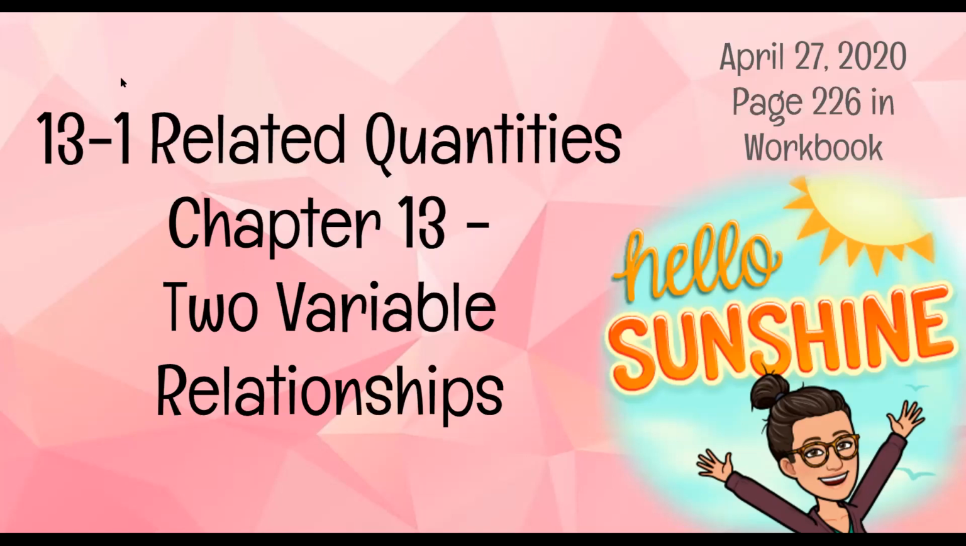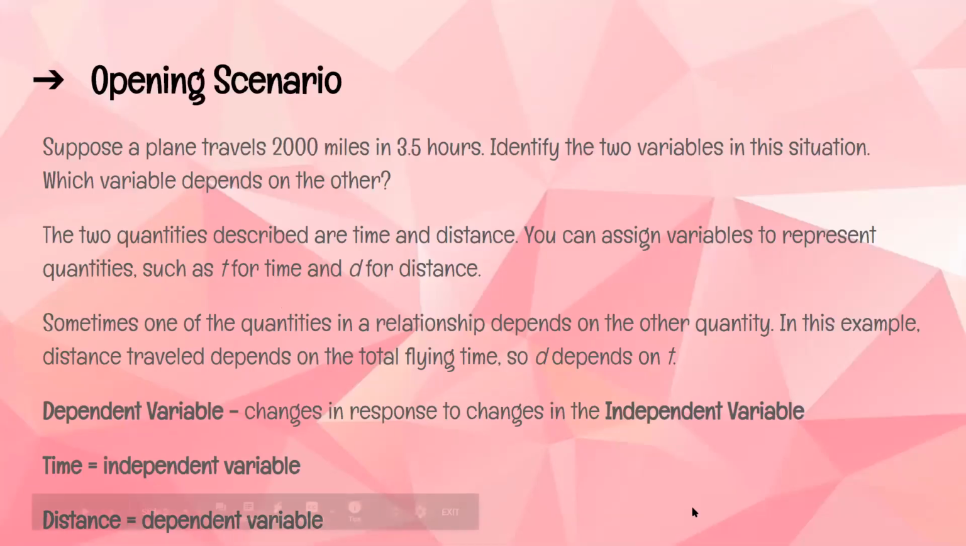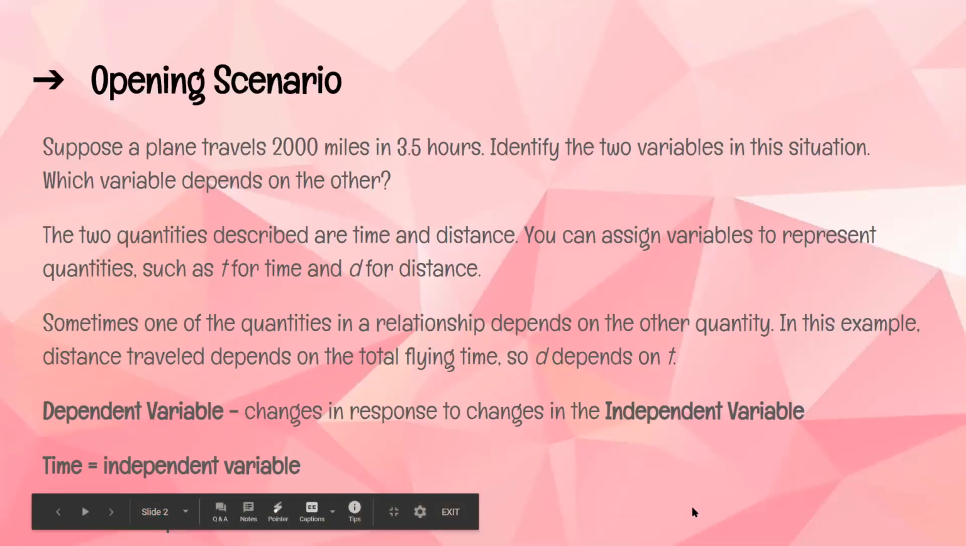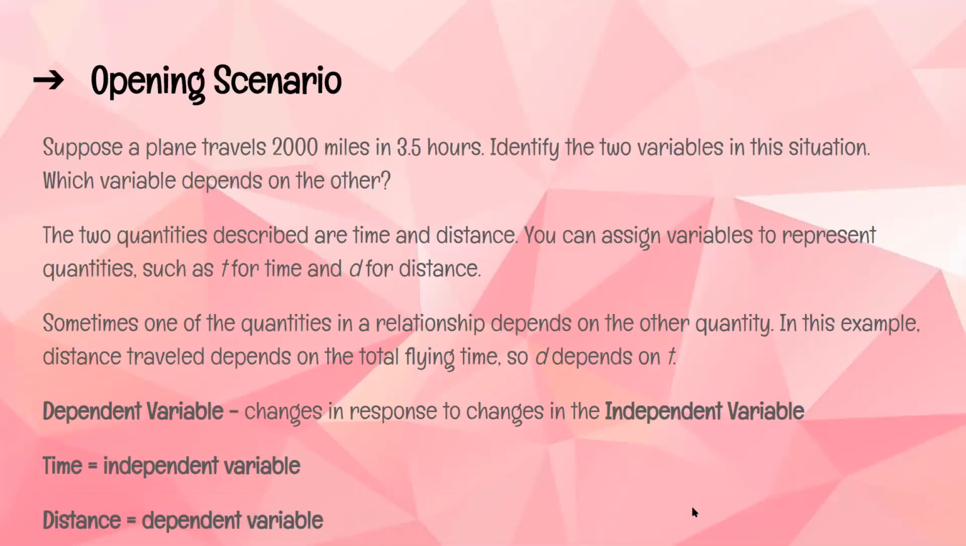Looking at this first example, the opening scenario, it's going to give you a scenario and then explain what those two new vocabulary words are. It says, suppose a plane travels 2,000 miles in 3.5 hours. Identify the two variables in this situation. Which variable depends on the other? Those are the questions that you're going to see in the scenarios.